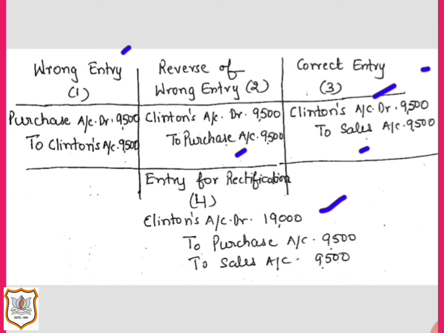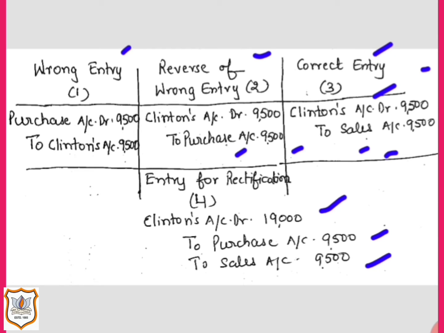Now, in step number 2, purchase account is credited by rupees 9,500. So here also we will write purchase account credit 9,500 in step number 4. And what else is remaining in both the steps? Here in step number 3, sales account is credited by rupees 9,500. So in the fourth step, that is the entry for rectification, we will also write to sales account 9,500. So here we have applied both the principles, that is undo what is wrong, that is reverse of the wrong entry, and do what is correct, that is step number 3.